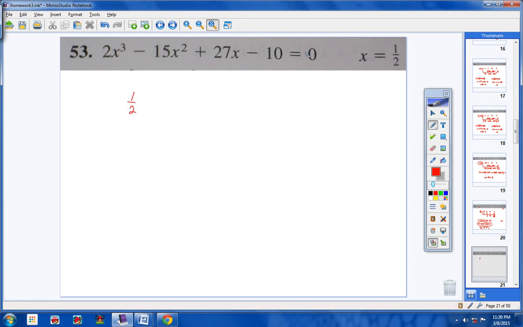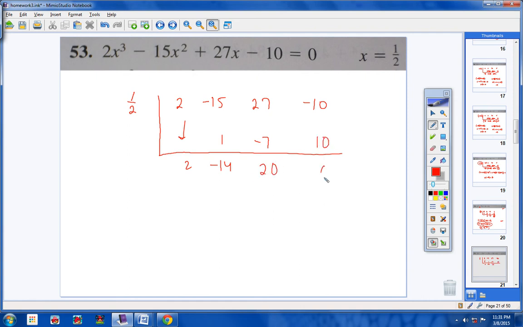This is written in standard form, and there's no terms that are missing. So we're going to put 2, -15, 27, -10. Bring down your 2. 1/2 times 2 is 1. Combine -14. Multiply -7. Combine +20. Multiply +10. 0. So when you put in 1/2, you got out a 0, so we confirmed it.